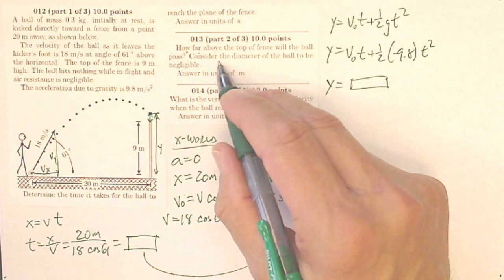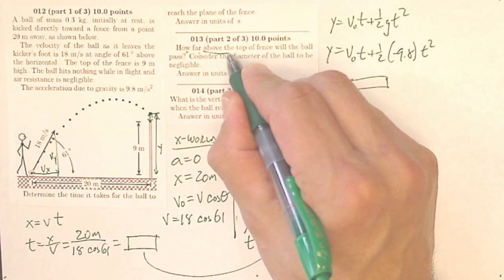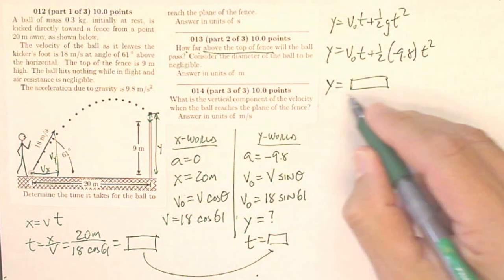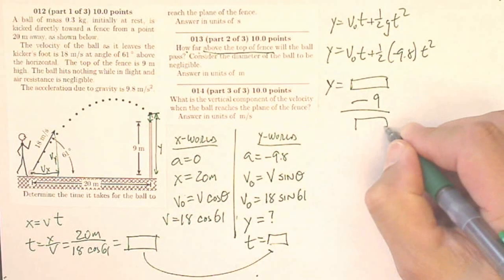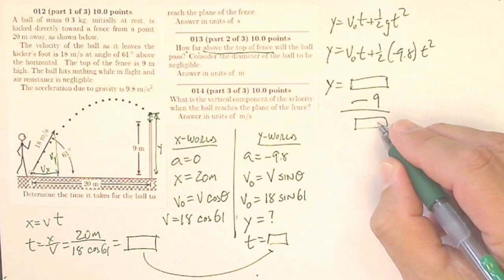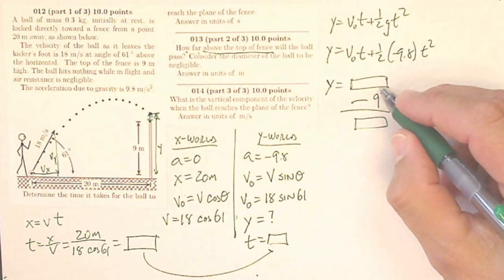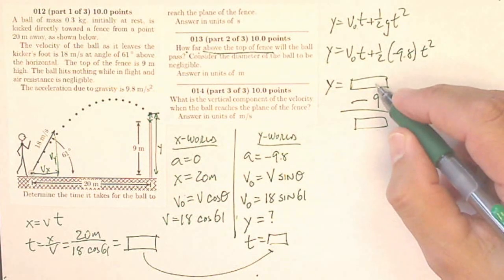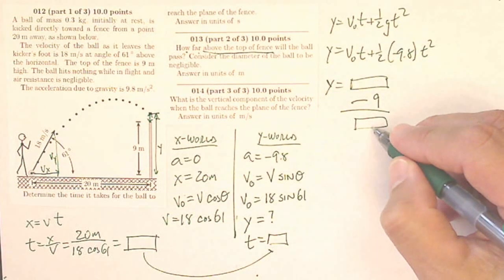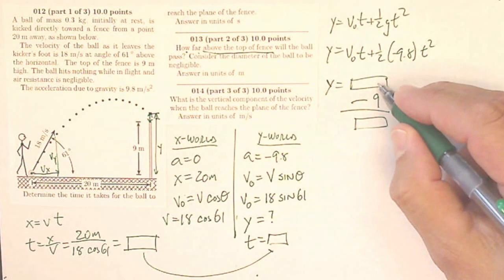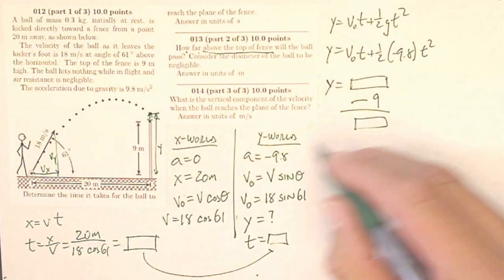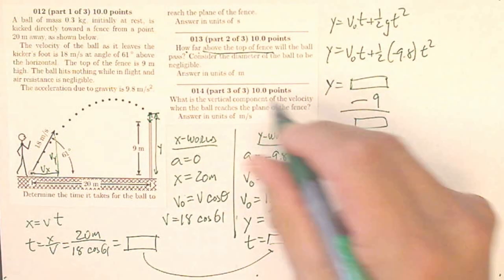But the question wasn't asking for the total y, it says how far above the top of the fence. So for me, if that's my total y, I'm going to subtract 9 and get my actual value, how much above the top of the fence. So I think they worked it out where this is going to be a positive number bigger. If this winds up to be 8, you'd have to say -1. If this winds up to be 10, then I'm 1 meter above. If this winds up to be 20, then I'm 11 meters above. So whatever your y is, subtract the height of the fence, and you'll get your answer for part number 13.